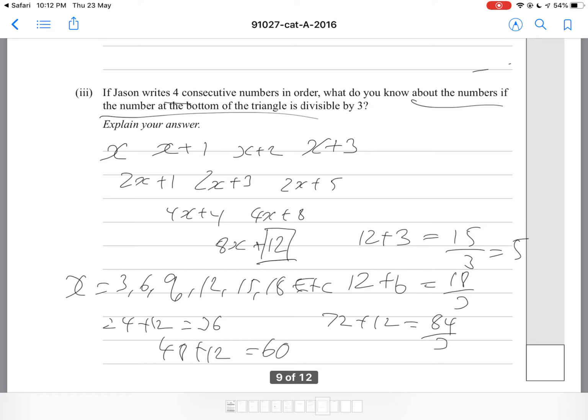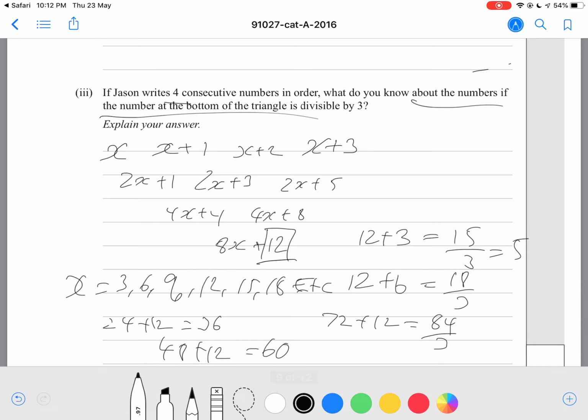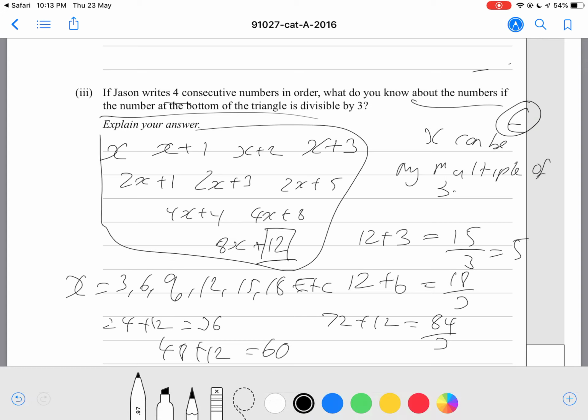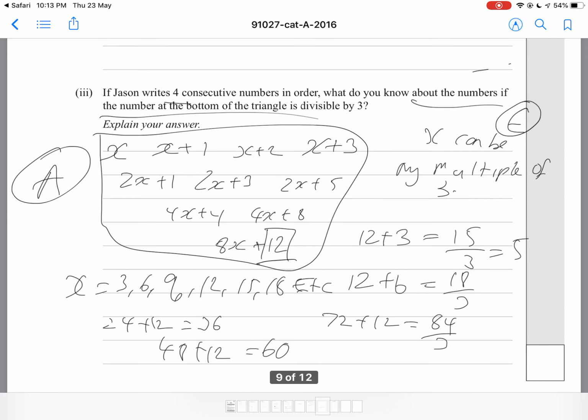So basically, x can be any multiple of 3, okay? So that's basically it. By saying x can be any multiple of 3 and showing your working, you will get an excellence. To get a merit, you're only having a partial explanation. So if you're missing something or something isn't in enough detail, you get a merit, okay? To get an achieved, you're setting up this triangle here. That'll get you an achieved, okay?